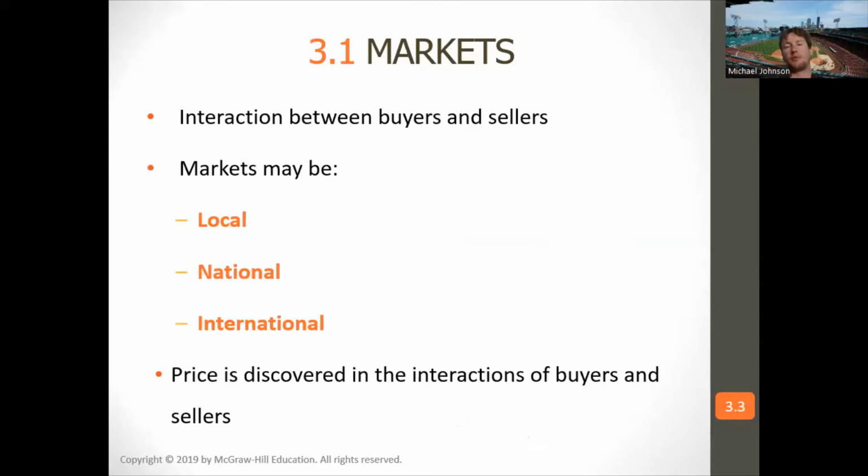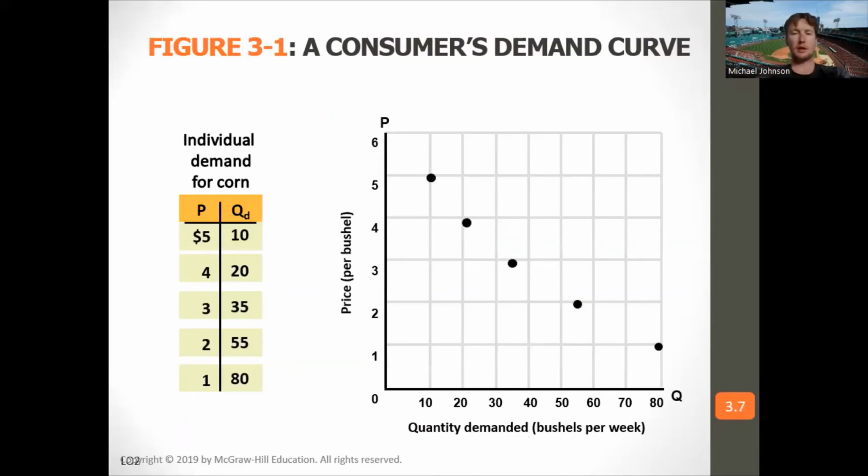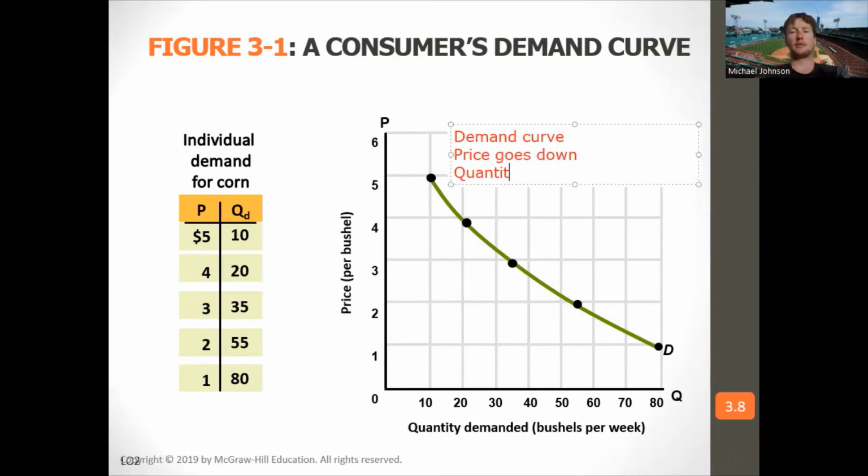So markets are an interaction between buyers and sellers. Markets can be local, national, and international. Then price is created from a buyer and seller interaction. So demand is a curve or schedule. It's the amount that consumers are willing and able to purchase at a given price during a specific period of time. And then there's individual demand and market demand. So here, this would be a demand curve. It's downward sloping, so as price goes down, quantity demanded goes up. As you see here, it's downward sloping. That's what happens.